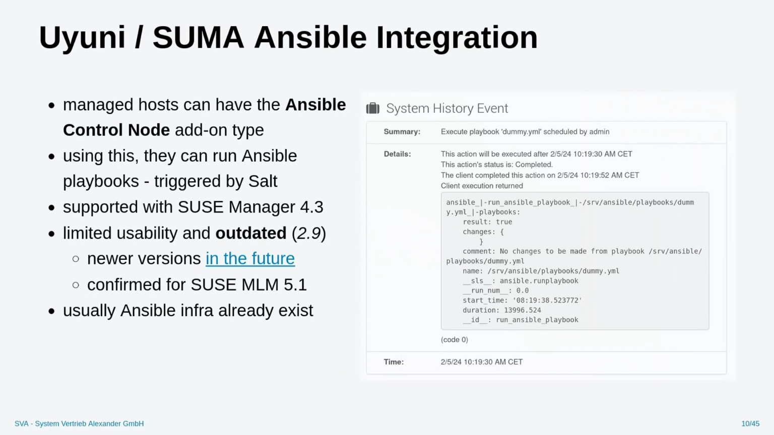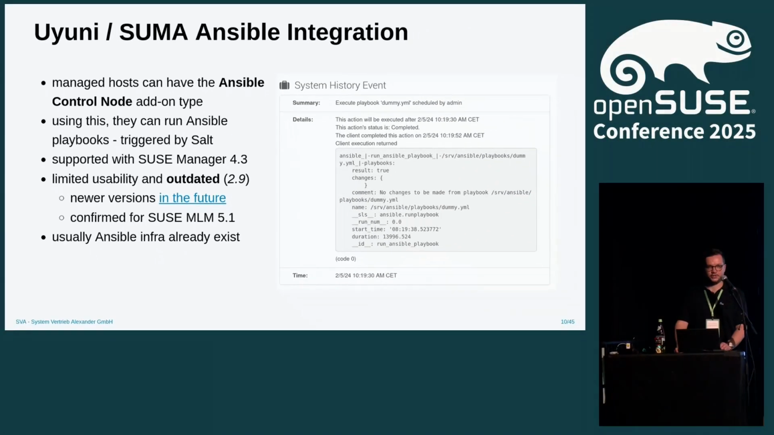I think the current version is something like 2.14 or 13, so a lot of things have changed between that. But this will change with SUSE Multi-Linux Manager 5.1, which is just around the corner. I think this would be released maybe in July or August this year. And usually customers have already existing Ansible infrastructure, and because of that, the Ansible integration is not that useful right now, but this will change with newer versions of Uyuni and the Multi-Linux Manager. This will bring newer versions of Ansible. Speaking of the correct version, it's 2.10 or newer, based on Python 3.11, not based on 3.6, like right now.